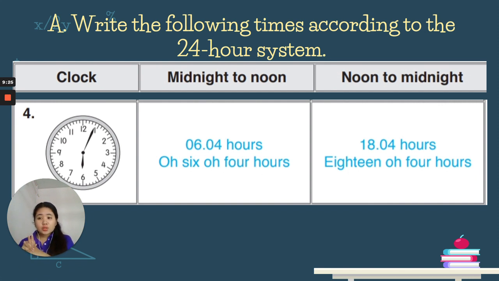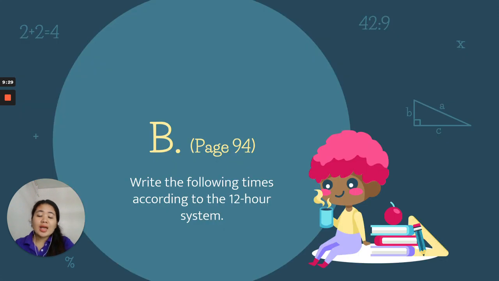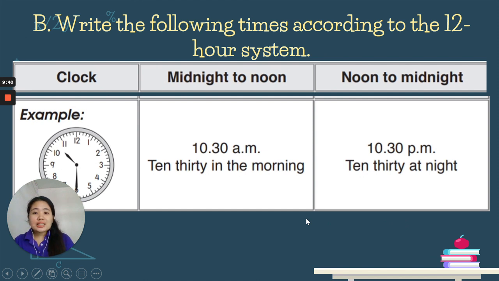Grade 3. So we are finished with the first letter. Let's go now to the 12-hour system on letter B. Okay, let's continue to letter B. Answer. So write the following times according to the 12-hour system. So this is different from letter A because that is for the 24-hour system. This one is for the 12-hour system.